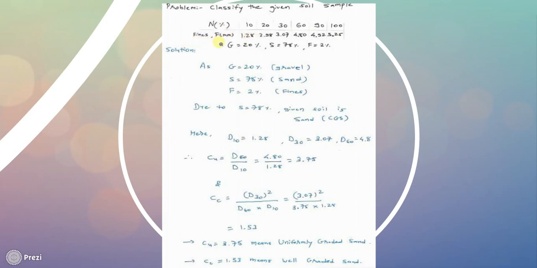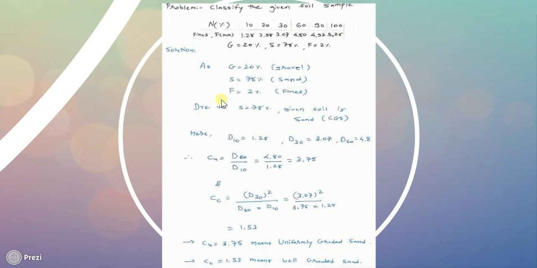Another three things are given: gravel is equal to 20%, sand is equal to 78%, and fines is equal to 2%. So overall more than 50% is sand. Let us go to understand the solution. As G, S and F are provided, since S is equal to 78%, the given soil is sand or CGS.